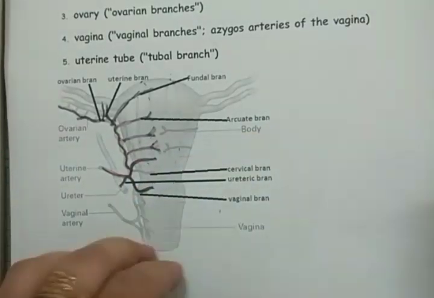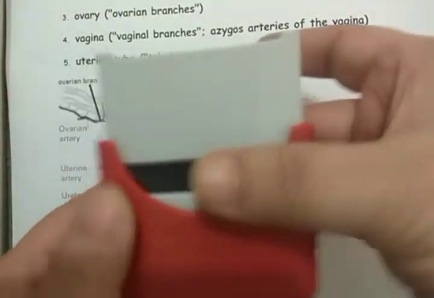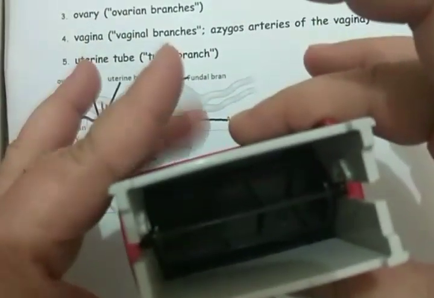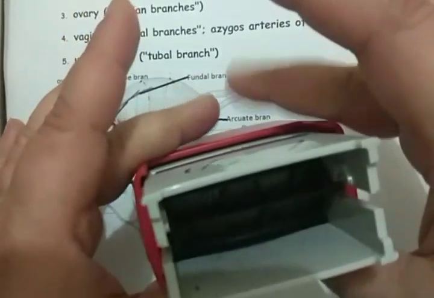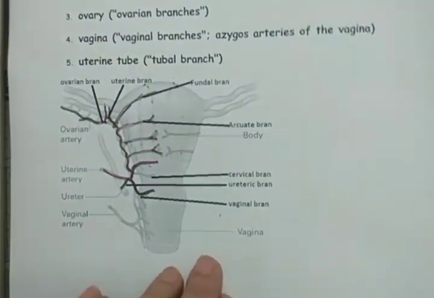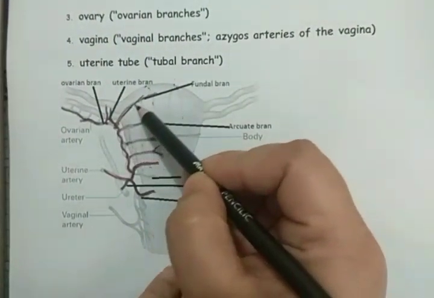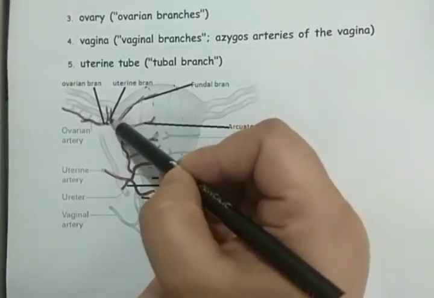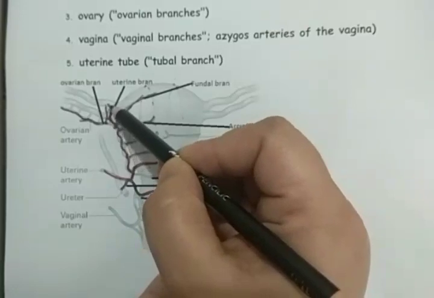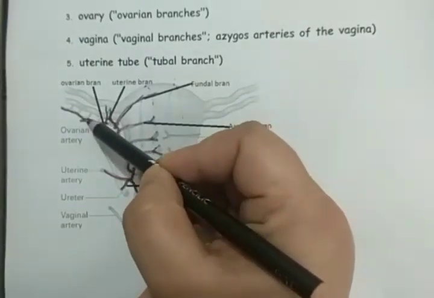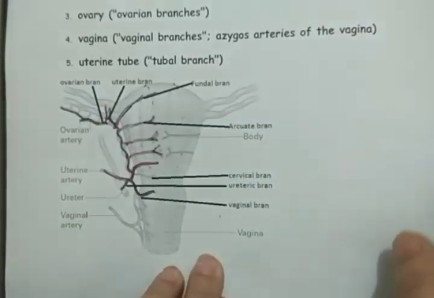The arcuate artery, this is the uterus. This is the arcuate artery. So the arcuate artery holds the uterus like this, and there is anastomosis in the midline. Then this is the fundal branch. It supplies the fundus of the uterus. This is the uterine branch, supplying the uterus. This is the ovarian branch, supplying the ovary.